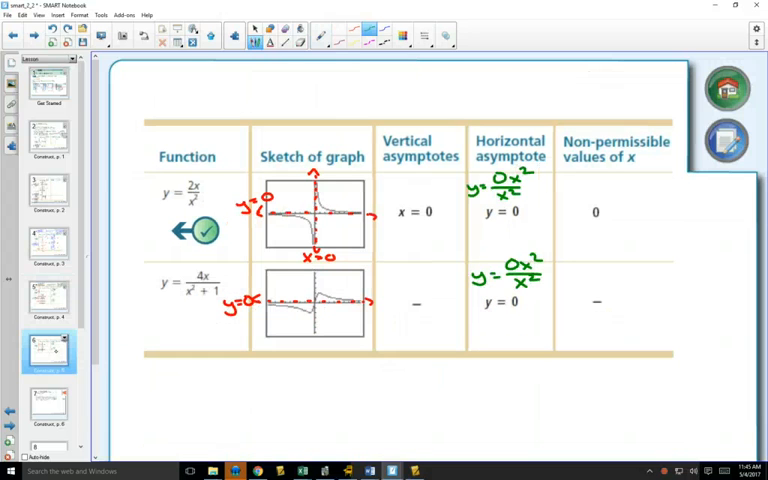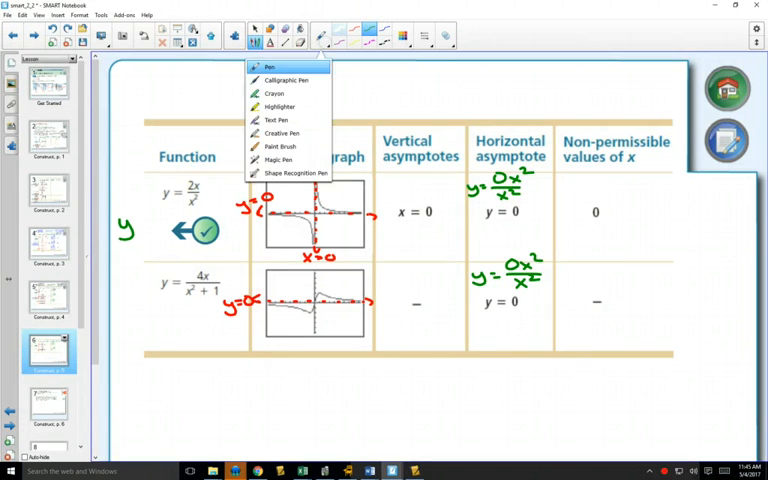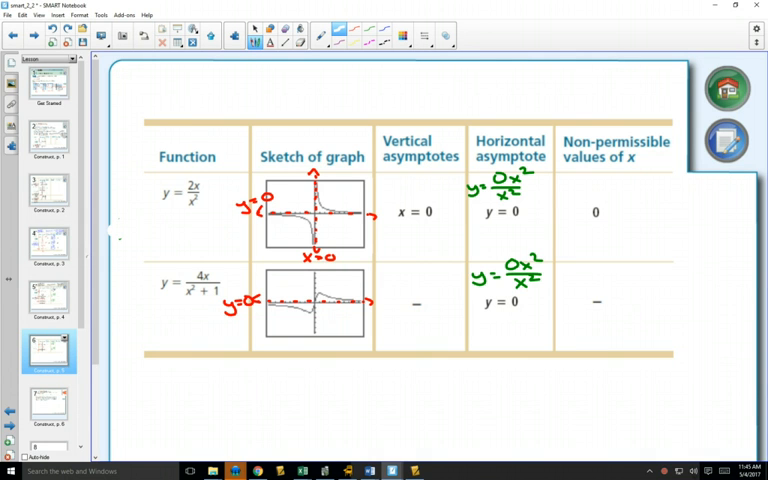I want to point out that in this one, can you see that your x's cancel out? 1x on the top would cancel out with 1x on the bottom. So this equation is actually the same as this equation. Normally, when something cancels out, you're going to get a hole. Since x canceled out, we should get a hole at x equals 0. But since you still have x as a non-permissible value, that hole doesn't show up because there's a hole and an asymptote basically at the same time. The asymptote wins. And there's still an asymptote at x equals 0.